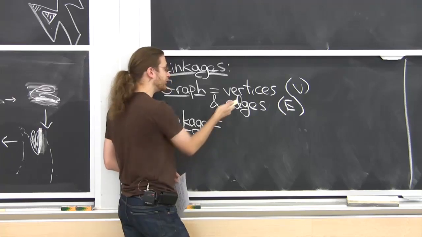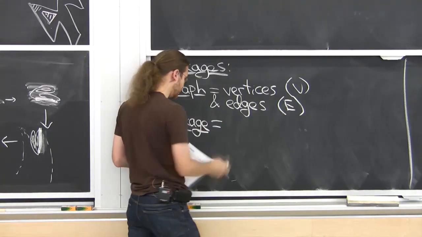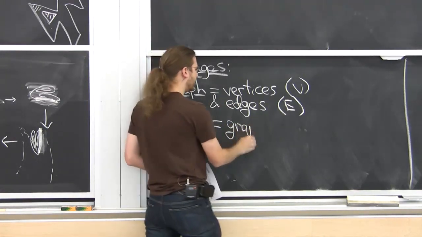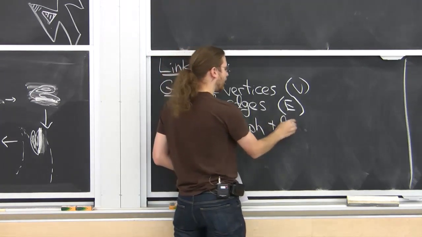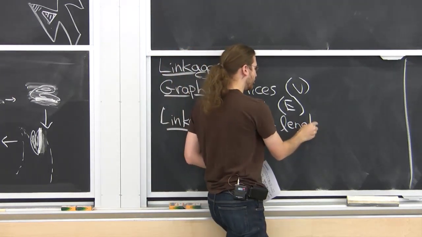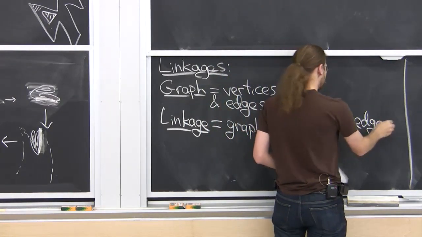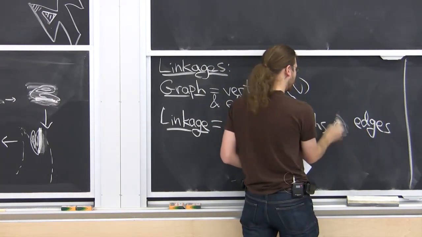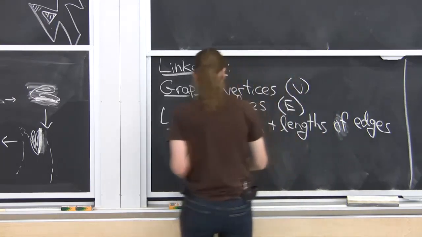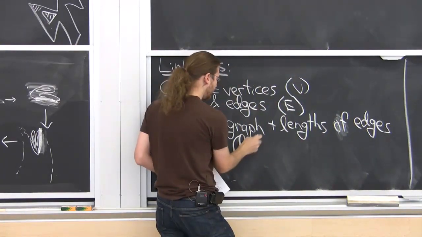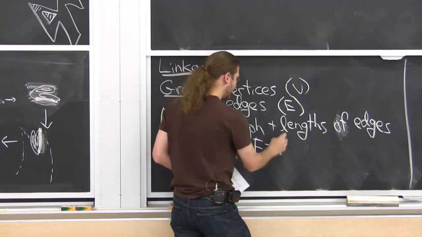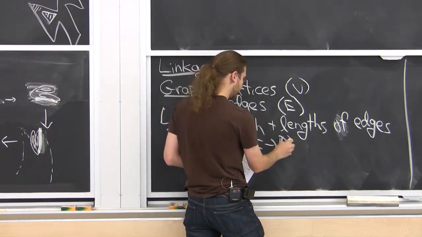A linkage, you assign lengths to the edges, and that's it. So I take a graph, and then I add lengths to edges. I guess lengths of edges. So in math, this would be a function L that maps every edge to a non-negative real number.